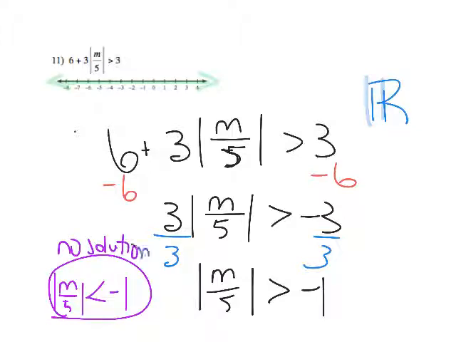You are not going to get the absolute value of anything being less than a negative number. It's kind of like when you were doing equations, right? You got to watch out for those negatives.